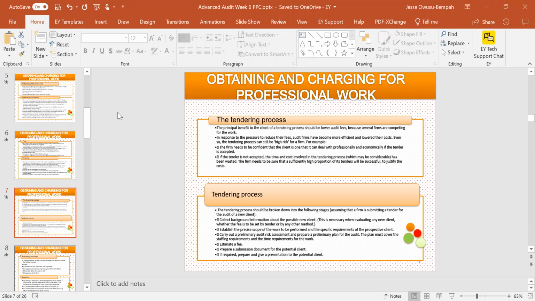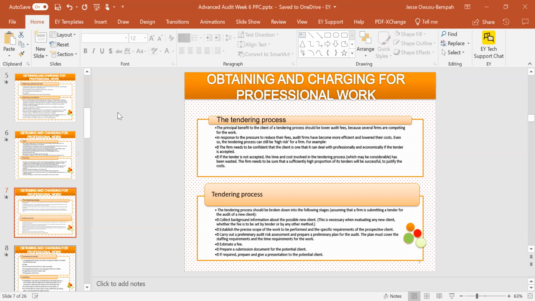Number 1, you collect background information about the possible new clients, assuming that a firm is submitting a tender for the audit of a new client. So you have to collect background information about the possible new clients. You need information about them. You need to also establish the precise scope of work to be performed. What is the scope of work to be performed? You need to establish that.